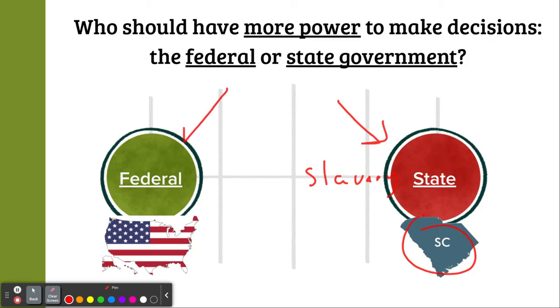Whereas one side thinks that the federal government should be in charge, meaning the United States as a whole, it will make a law, every state falls in line and doesn't have the right to just nullify or ignore a law or a policy.